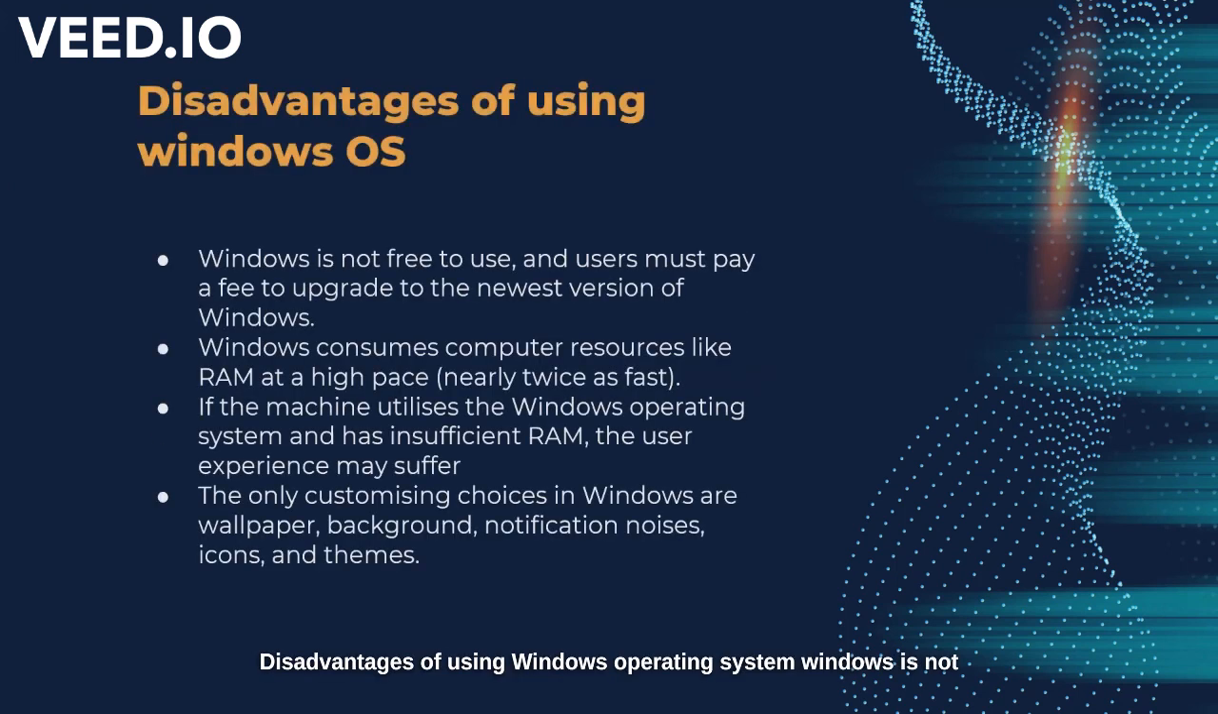Disadvantages of using Windows operating system. Windows is not free to use, and users must pay a fee to upgrade to the newest version of Windows. Windows consumes computer resources like RAM at a high pace, nearly twice as fast. If the machine utilizes the Windows operating system and has insufficient RAM, the user experience may suffer. The only customizing choices in Windows are wallpaper, background, notification noises, icons, and themes.